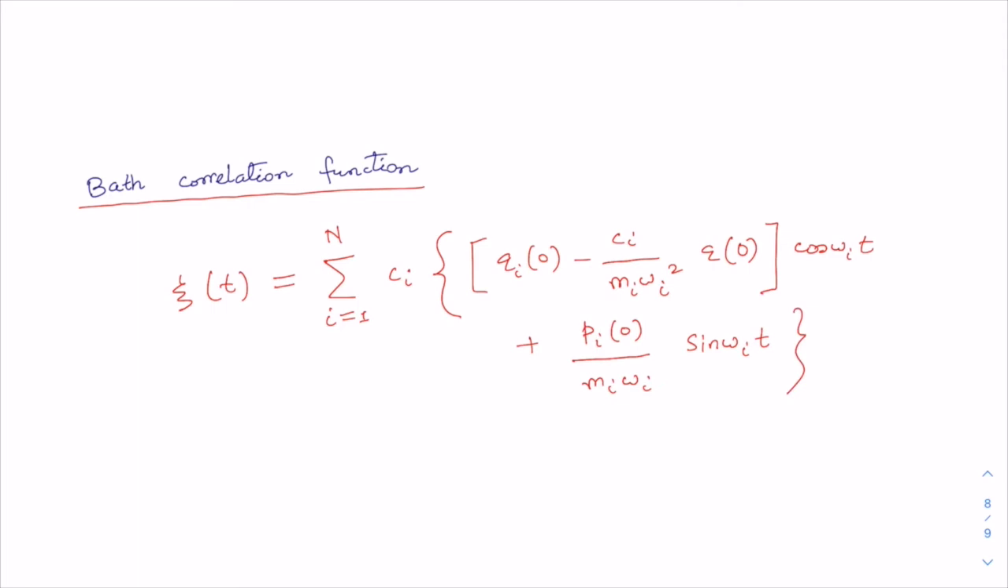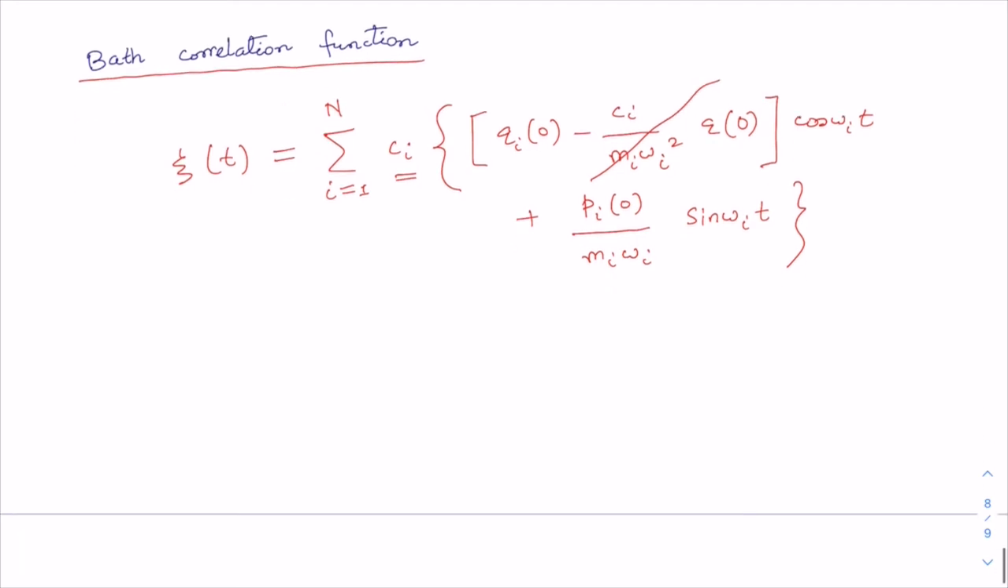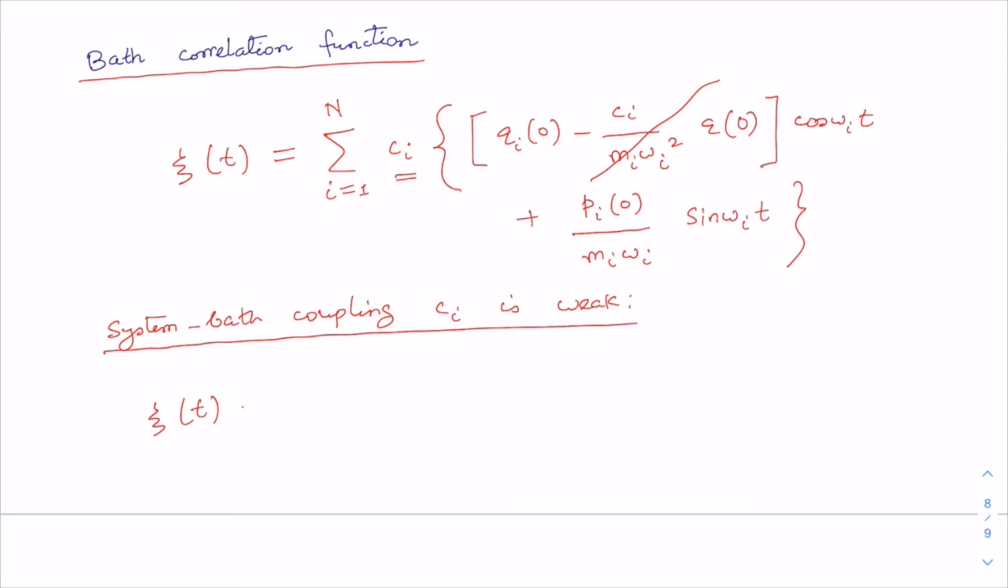Now, if the system-bath coupling ci is weak, then we can ignore this second term here. If we ignore this second term, then we can write xi of t, the Langevin noise. We are doing this under the approximation that the system-bath coupling ci is weak, so ci squared would be even weaker. Then xi of t we can write as the summation i equal to 1 to n; the first term we retain, so this would be ci, qi(0), cos omega_i t plus pi(0) divided by mi omega_i, sine omega_i t.